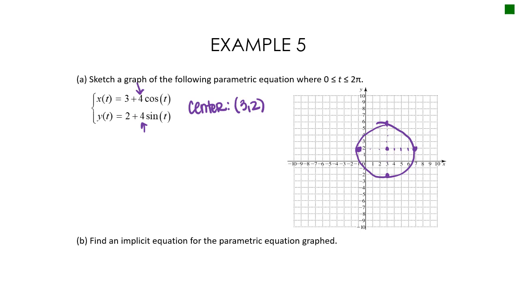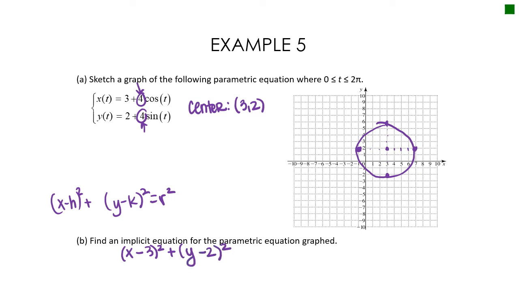If I were to write the formula for this circle, again, that formula is (x minus h) squared plus (y minus k) squared equals r squared. The other way that you can tell it's going to be a circle right off the bat is because this r value is the exact same value. If those were different, that's when you're going to have an ellipse. So this is going to be (x minus 3) squared plus (y minus 2) squared equals 4 squared. So (x minus 3) squared plus (y minus 2) squared equals 16.